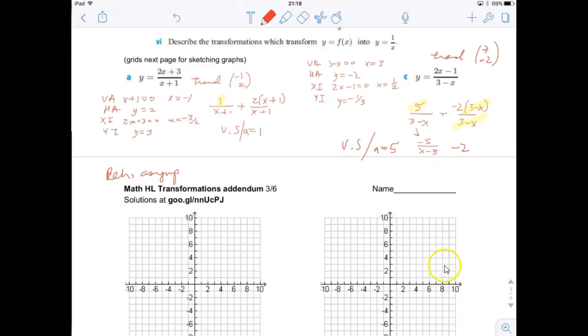Page 3 of Transformations Addendum. So we're going to continue where we left off on page 2. On page 2, we found some characteristics of two rational functions, 2x plus 3 over x plus 1 right here, and 2x minus 1 over 3 minus x.